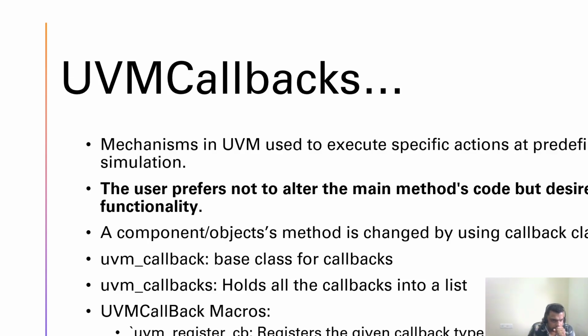Next is uvm_callbacks, sorry, and these uvm_callbacks are essentially used to hold all the callbacks in a list. These uvm_callbacks are also used to add the override methods which are defined in the uvm_callback class. I will explain all these things in detail, so don't worry about this. Now, different macros are there. uvm_register_cb is used in the same way as uvm_component_utils, and it registers the given callback type with the given object type. uvm_do_callbacks is used to provide callback hooks.